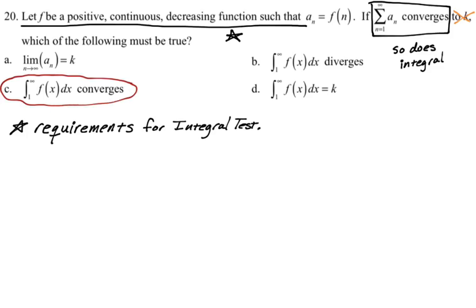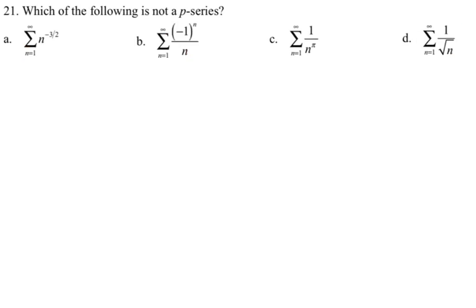So there's our answer, and this is another one. Like we already saw the direct comparison test come up. This is the integral test. Sometimes they just lay out the requirements, and then you have to decide, based on knowing those requirements. Let's look at another one.